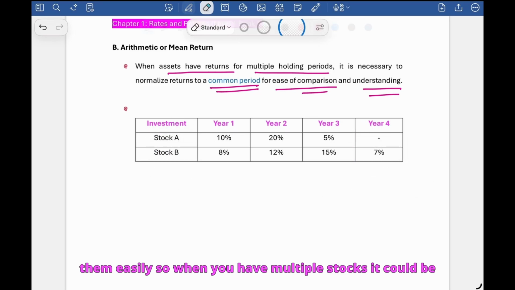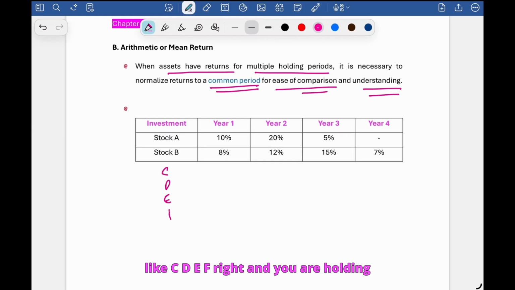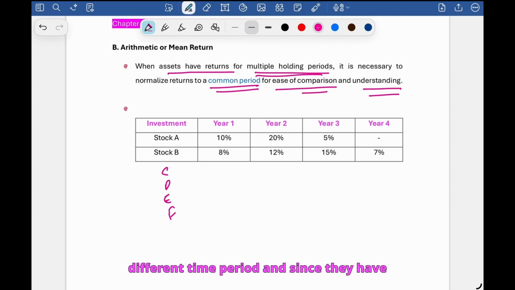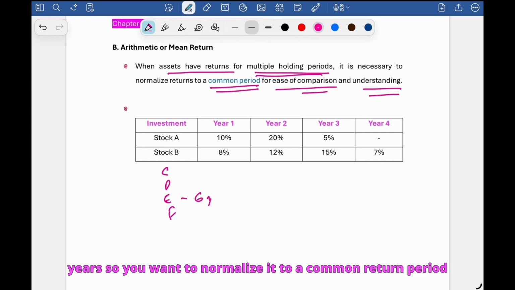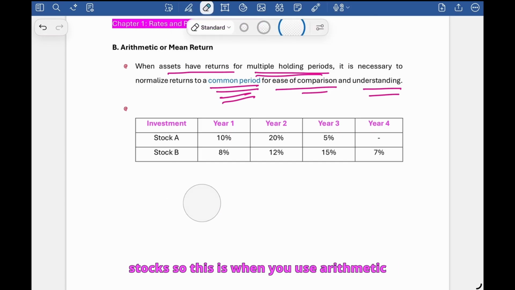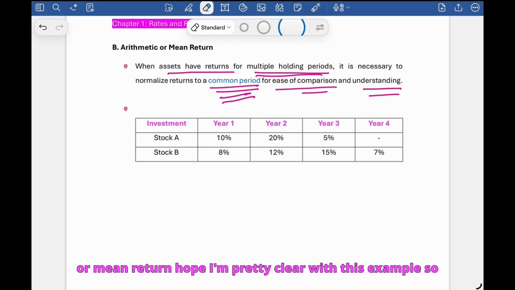So when you have multiple stocks, it could be like C, D, E, F, right? And you are holding them for different time periods, multiple holding periods. Since they have multiple holding periods, 2 years, some stock E could be like 6 years. So you want to normalize it to a common return period. It could be, say, average return per year, so that it is very easy for you to compare all the stocks. So this is when you use arithmetic or mean return. Hope I'm pretty clear with this example.